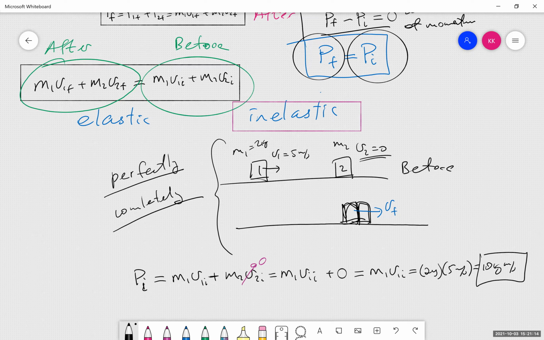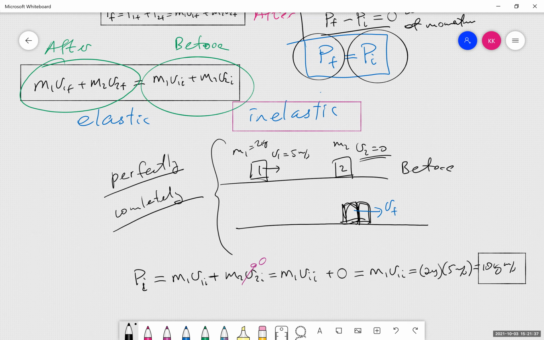Now, one thing I can assume is that object 1 will not change its speed until it reaches and collides with object 2. The reason is that, remember, we talked about it being a frictionless surface. There is no friction, so it's not going to slow down. If I say that object 1 is moving before collision at 5 meters per second, it means all the way until it collides with object 2.